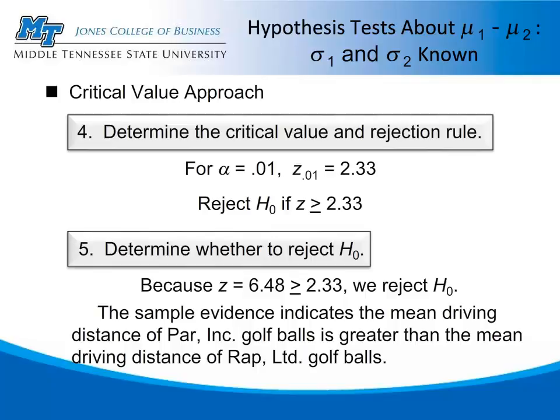Now the rule for an upper tail test, you're going to reject if that computed value gets out in that tail. So this is an upper tail test. So we're going to have to be larger than that critical value, or equal, if we're going to reject the null. So you reject if your computed value is greater than or equal to 2.33. 6.48 is quite a bit larger than 2.33. So we're going to reject the null. So the sample evidence tells us that the mean driving distance for the par golf balls is greater than it is for the RAP.